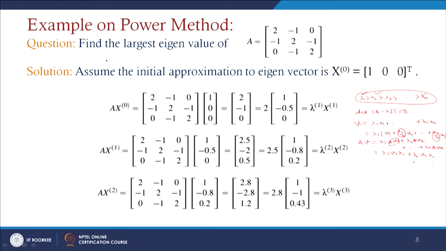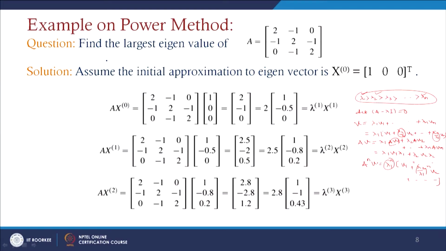And consecutively, if we multiply this matrix n times, we will have A to the power n V. This gives lambda 1 to the power n times V 1 plus lambda 2 by lambda 1 whole power n V 2 plus the remaining elements. When n tends to infinity, lambda 2 by lambda 1 to the power n is a very small quantity, and all other quantities can be neglected, and we are left with lambda 1 to the power n.